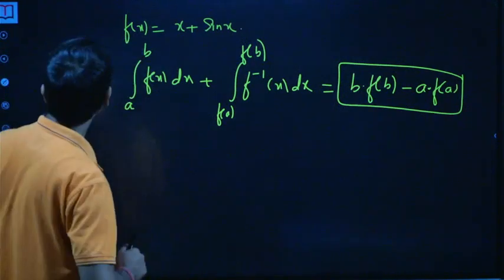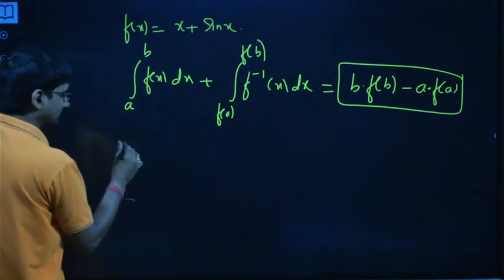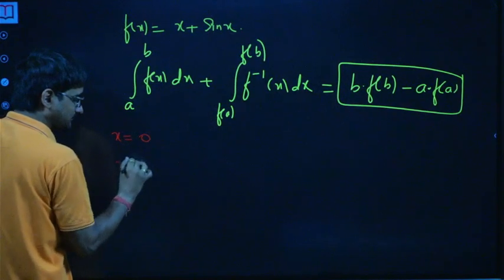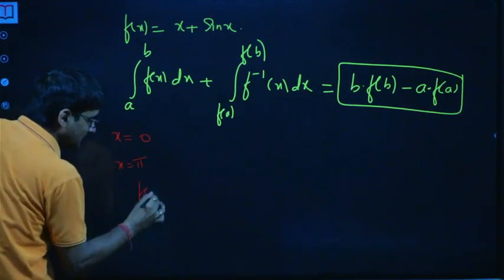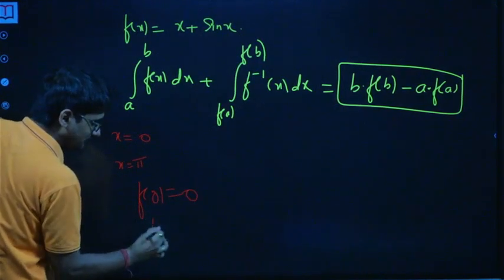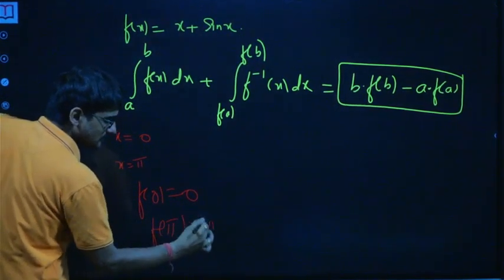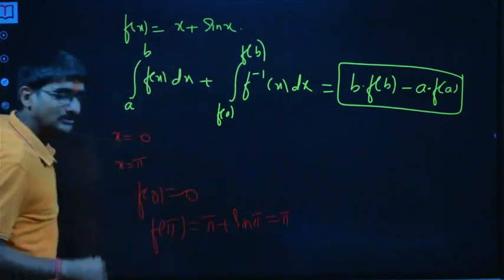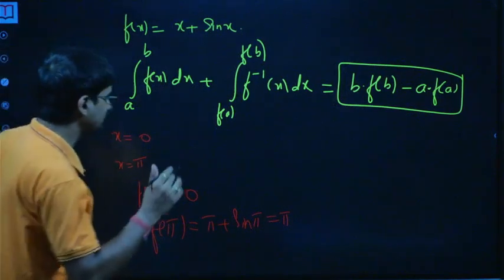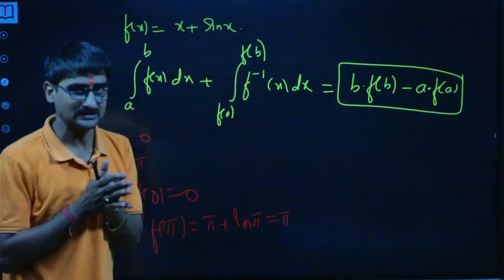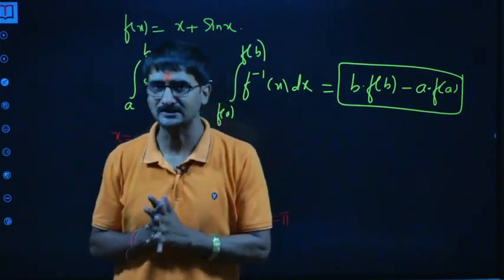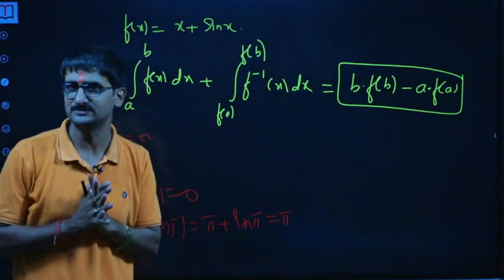Now see, f(x) is equal to x plus sin x, so the limit is from x is equal to 0 to x is equal to pi. If I go for f(0), which is 0, and f(pi), which is pi plus sin pi, which is again pi. Now what does that mean? Try to understand, x plus sin x from 0 to pi, on the right side of 0, x plus sin x is always and always positive.